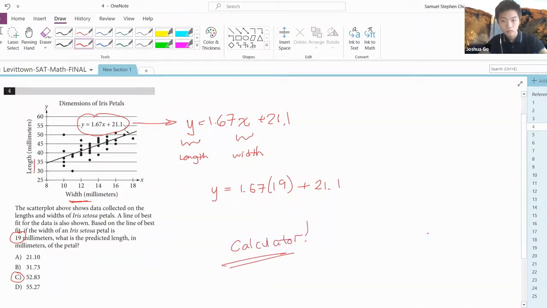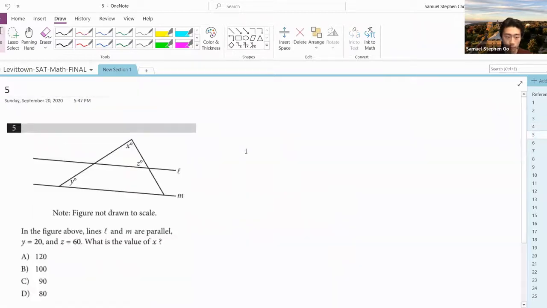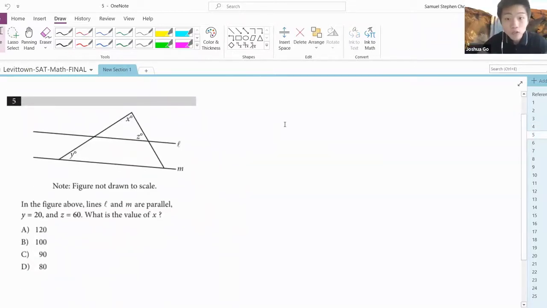Okay. All right, let's go to question 5. So in question 5, we're given a triangle, and the question says that lines L and M are parallel, and they give us the degree values for both y and z, and it asks us what's the value of x. So we know that for triangles, all the angles inside the triangle sum up to 180 degrees.